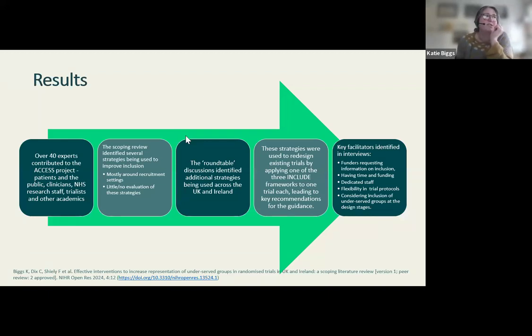Then we used, as I said, these strategies to redesign existing trials. We applied one of the 3 include frameworks, and that led to the key recommendations. From the interviews, the key facilitators that we identified were funders requesting information on inclusion. This recent move by the NIHR is very welcome because they are now requesting this information. I think UKRI already do. Other facilitators were having the time and funding to implement these strategies, having dedicated staff, having flexibility in trial protocols to add things that might remove barriers, and, I think key, considering the inclusion of underserved groups at the design stages.